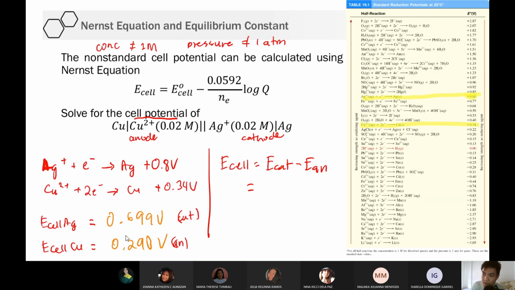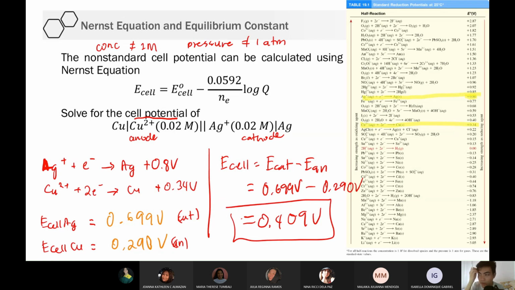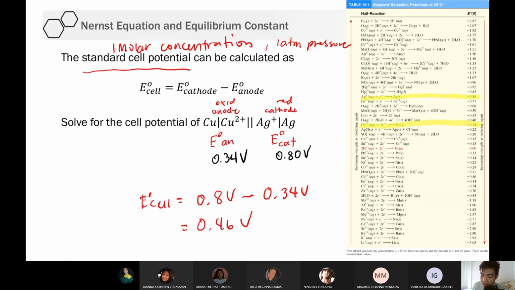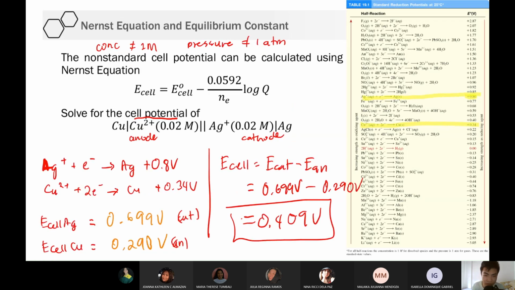Okay? So, what's the cathode? The new cathode potential is 0.699 volts. And the new anode potential is 0.290 volts. Okay, so subtract mo lang 0.699, 0.29, 0.409 volts. So that's the new cell potential. Compare that with our answer kanina, 0.46. Ngayon, 0.409. Okay? So bumaba yung cell potential.